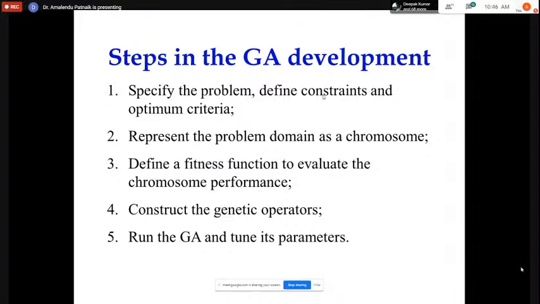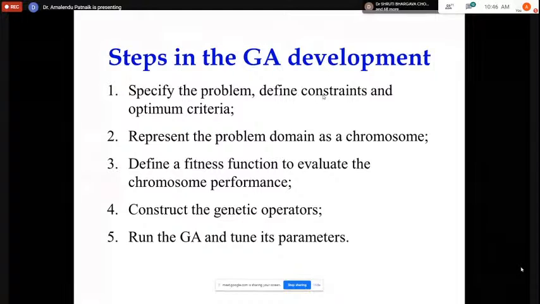Second, represent the problem domain as a chromosome. Here in the genetic algorithm, we are calling it a chromosome. The third is to define a fitness function to evaluate the chromosome performance. So for each problem you are trying to solve, you need to choose your fitness function properly.